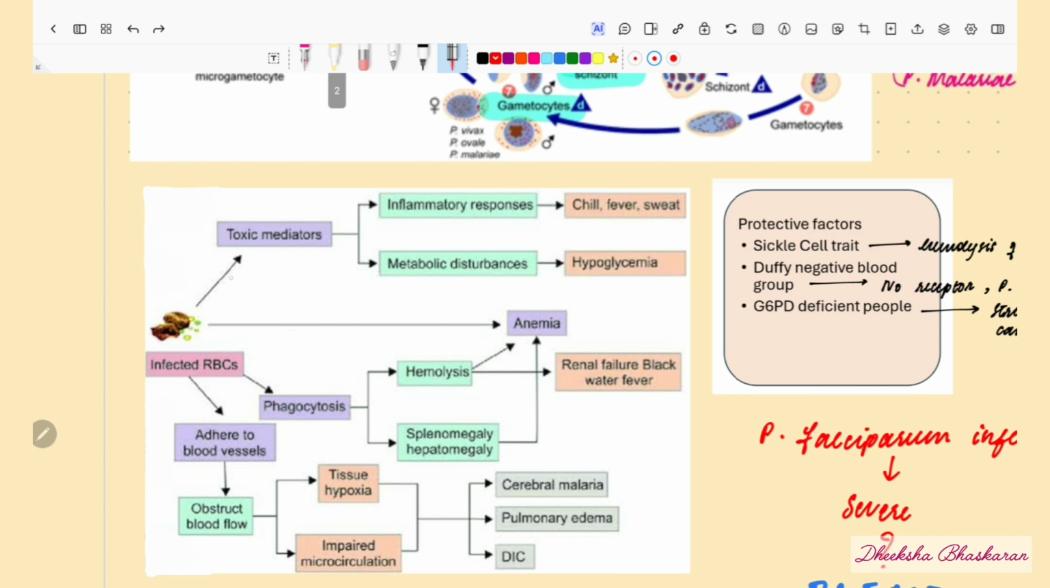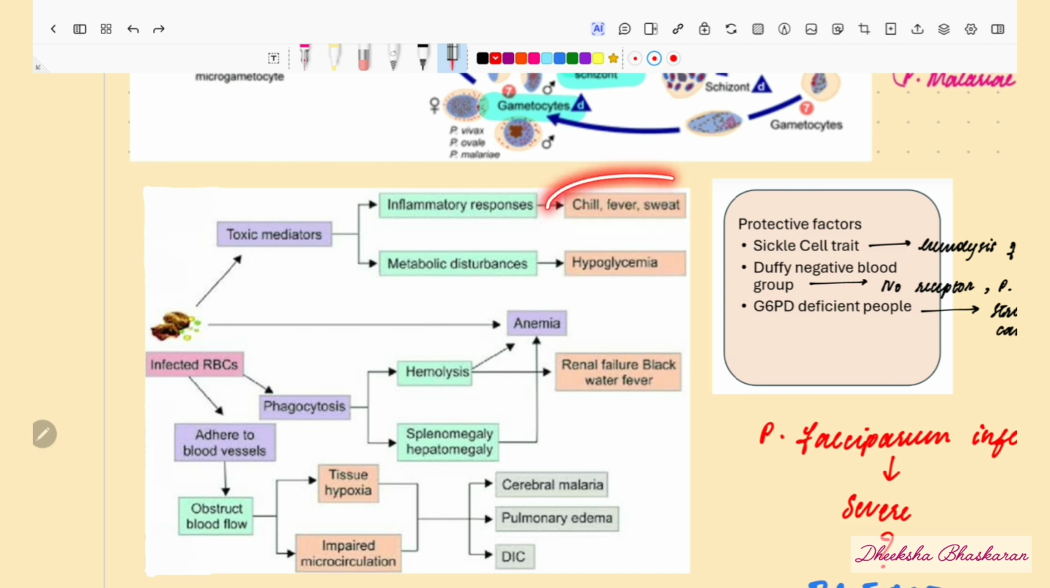And then toxic mediators, inflammatory substances, inflammatory responses are produced, and metabolic disturbances. The inflammatory responses are responsible for fever. We know malaria is a febrile illness. There will be chills, fever, sweat.